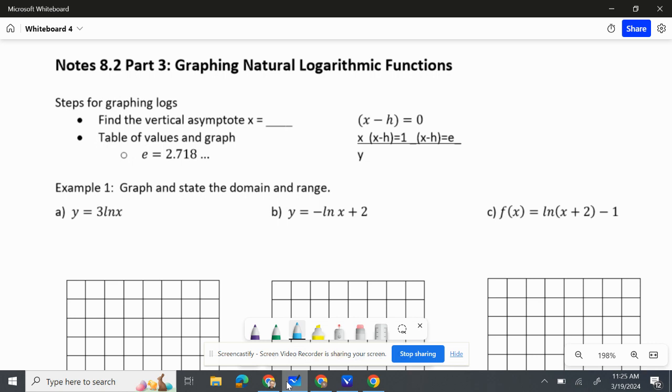What we're going to do is graph natural log. We've been graphing log, and now we're going to look at natural log. It's going to be the same process. We're going to find our vertical asymptote, which is always our h value. Then the two values we're going to pick are 1, just like before, and e.